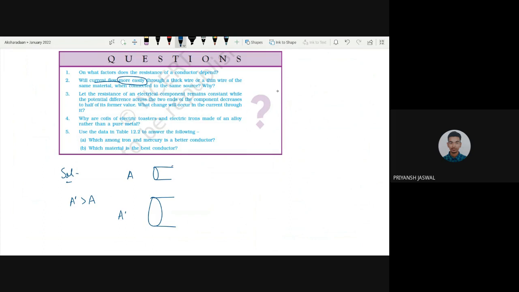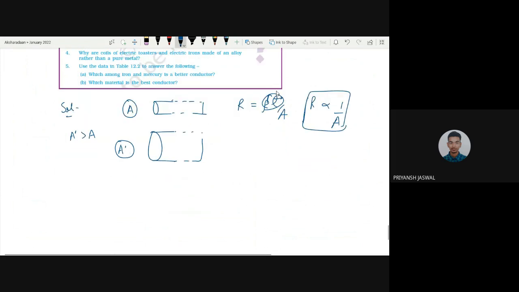Now if the length of these two wires is the same, then the resistance of the wires will solely depend upon the area of cross section. Why? Because L is the same, and same material means rho is the same. So rho L is a constant, and the proportionality between R and A is an inverse relation. So obviously the thicker wire, that is the greater cross section, will have low resistance. So current will flow more easily through the thicker wire.